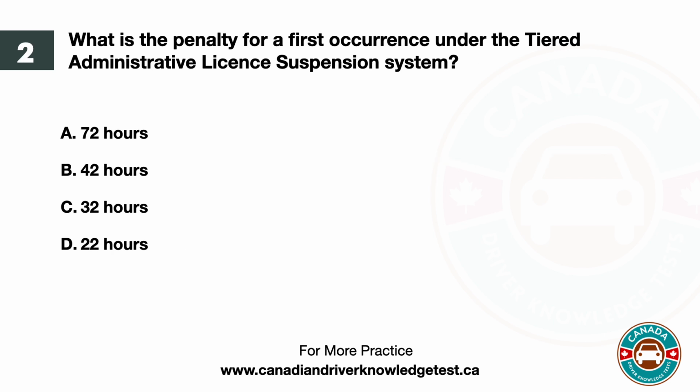Question 2. What is the penalty for a first occurrence under the tiered administrative license suspension system? A. 72 hours. B. 42 hours. C. 32 hours. D. 22 hours. The answer is A. 72 hours.